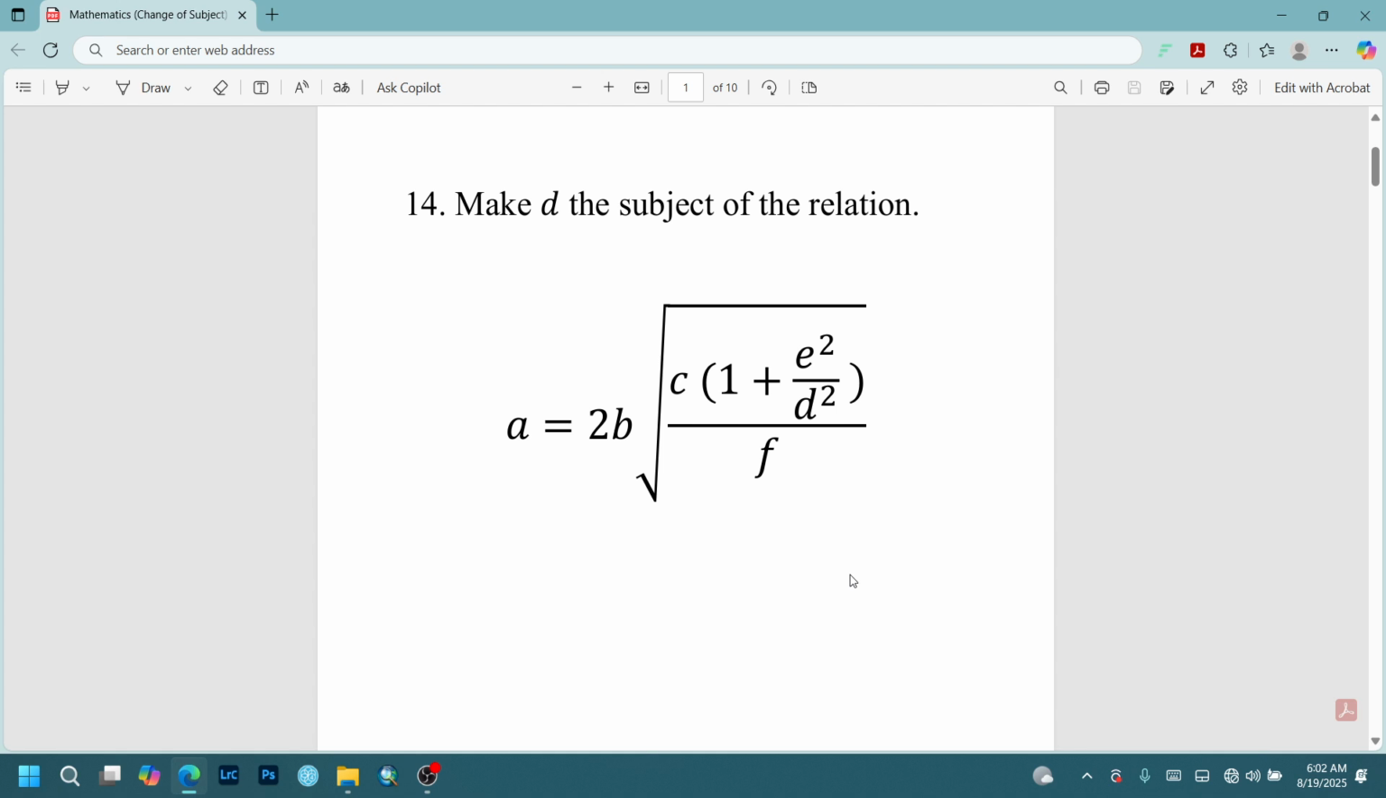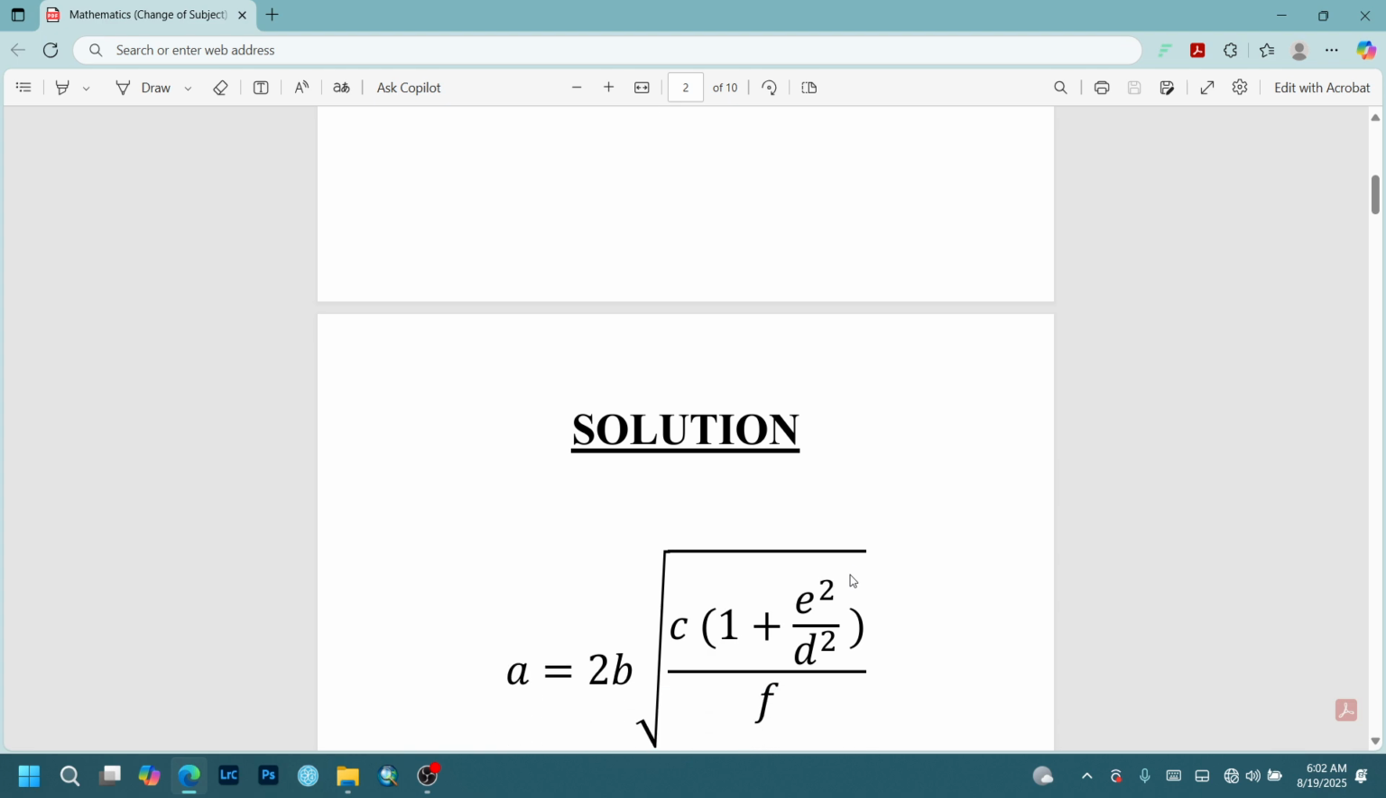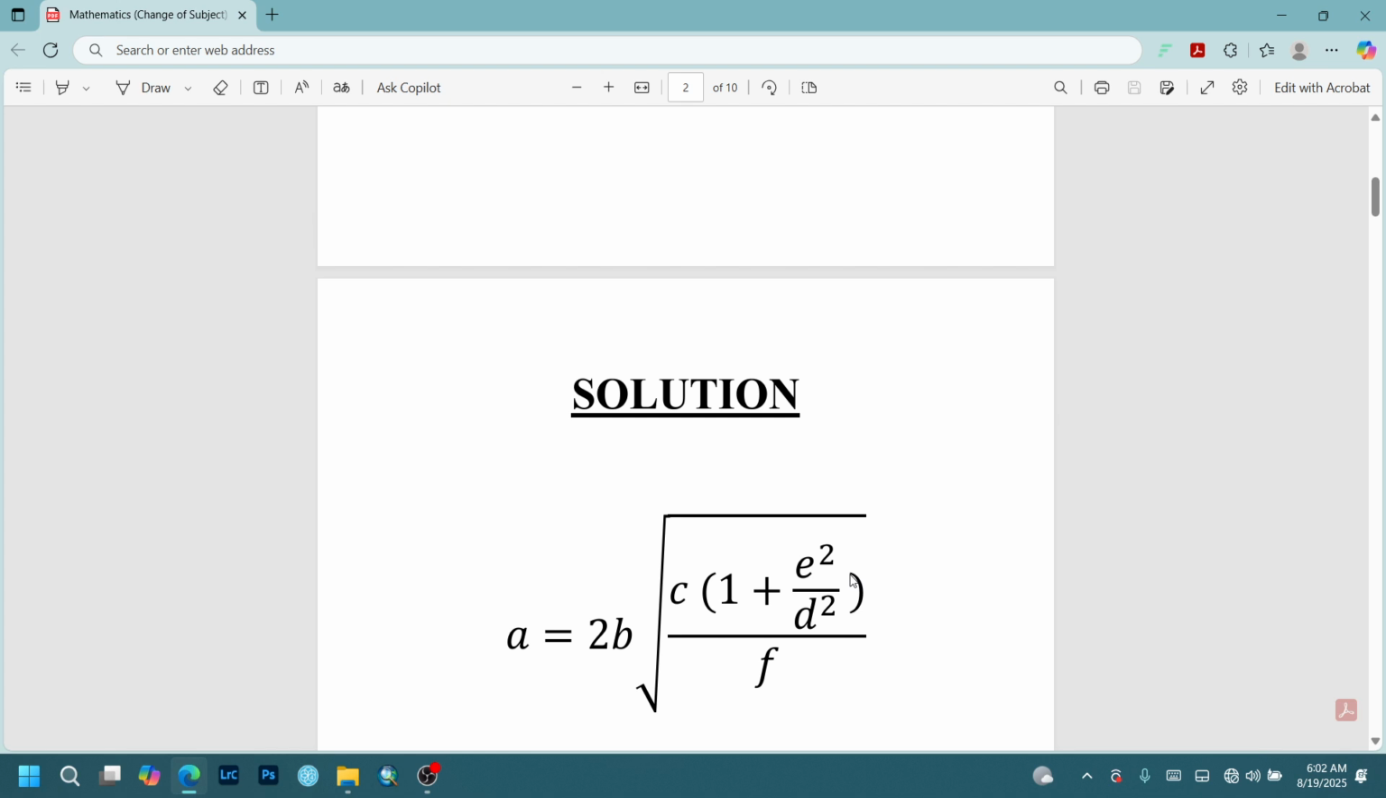So our given equation is A equals 2B multiplying the root square of the fraction C multiplying 1 plus the fraction E square over D square, all in bracket over F, right? So our given equation based on the preamble is A equals 2B multiplying the root square of the fraction C multiplying 1 plus the fraction E square over D square, all in brackets over F, right?